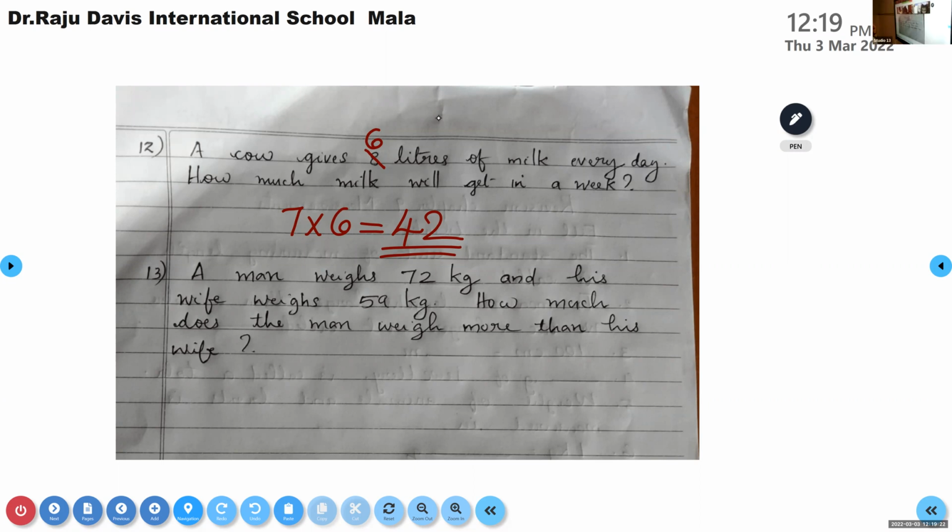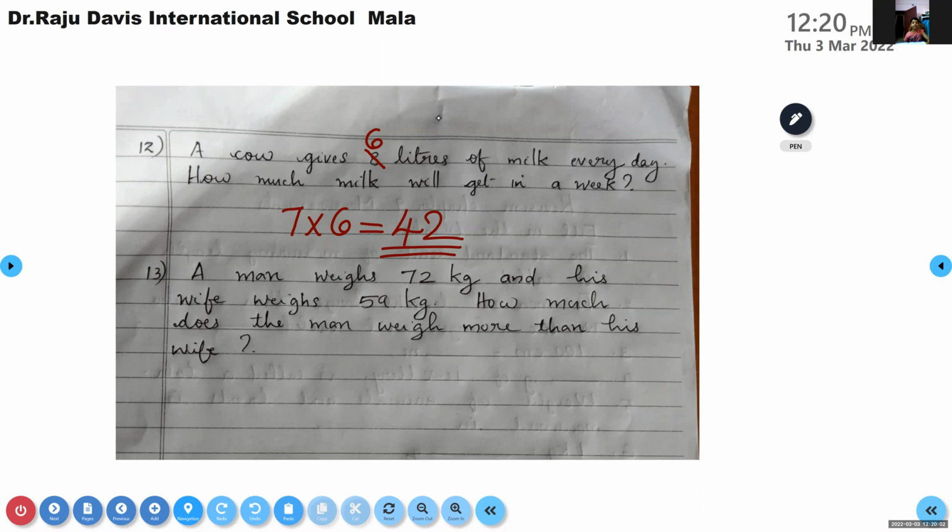Then the 13th one also. One more is there. A man weighs 72 kilograms and his wife weighs 59 kilograms. How much does the man weigh more than his wife? So the man is having more weight, isn't it? Yes. The wife is having less weight. So we need to find out how much more than the wife. We have to subtract, then only we will get how much more.